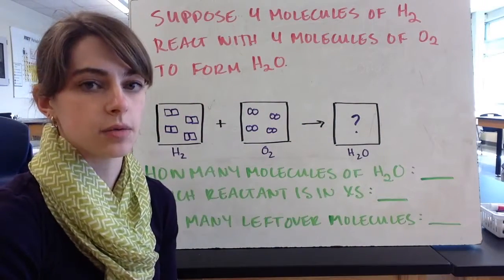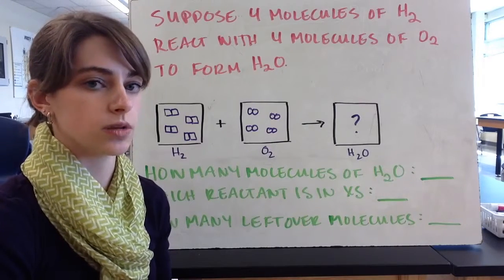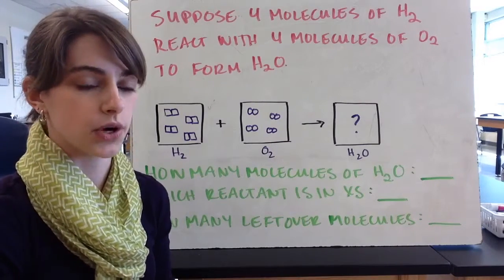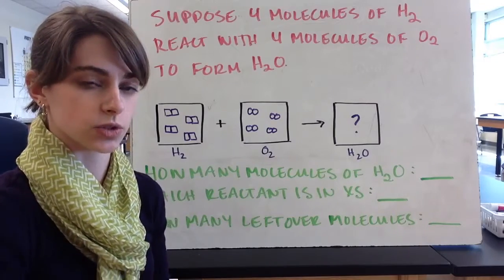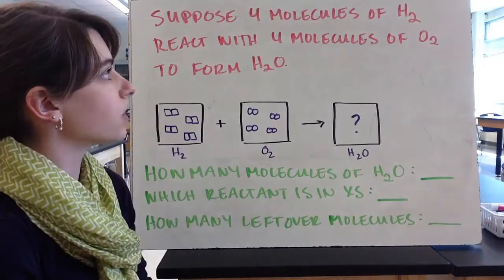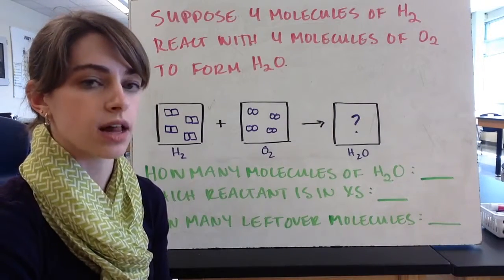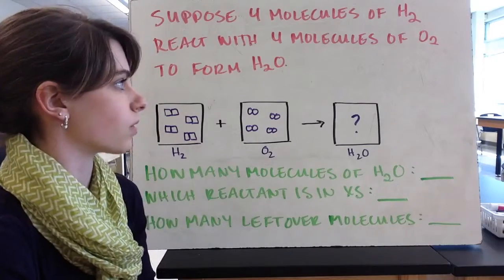So we're going to step back and we're going to look at molecules again. Remember, we can easily go between molecules and moles. Moles is simply 6.02 times 10 to the 23rd molecules, so we're just scaling it down so we can actually draw particle diagrams. So suppose you have 4 molecules of hydrogen gas, and that reacts with 4 molecules of oxygen gas, and you form water.